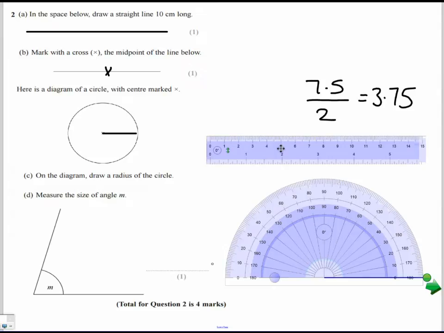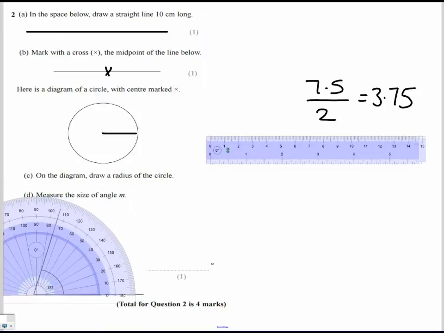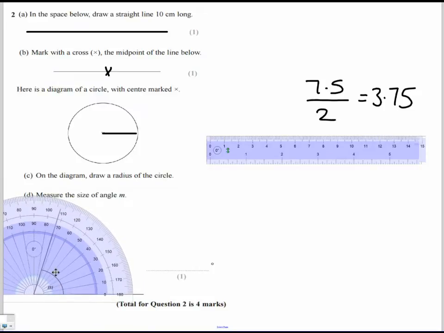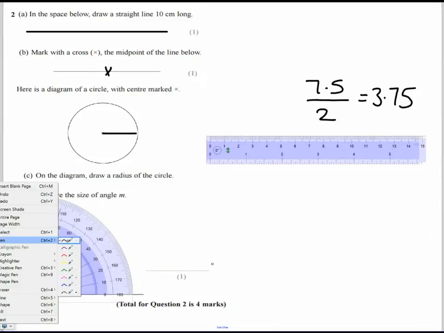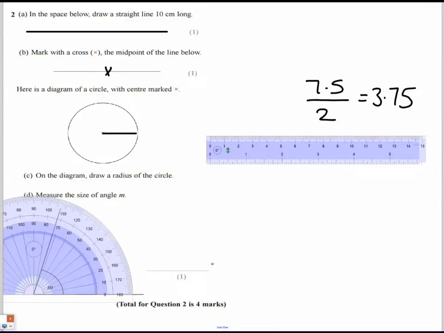Finally, on the diagram, measure the angle M. For this, you need your protractor. So grab your protractor and move it across so that the crosshairs are on the center of the angle and that 0 is lined up with the bottom line here. And now we just need to read off the angle. So as we go around 10, 20, 30, 40, 50, 60, 70, 1, 2, 3, 73 degrees, but anything between 71 and 75 degrees would get you the mark.